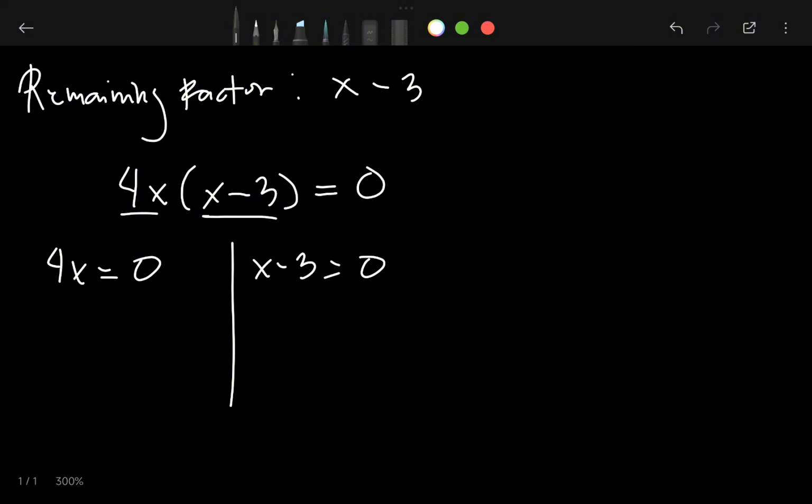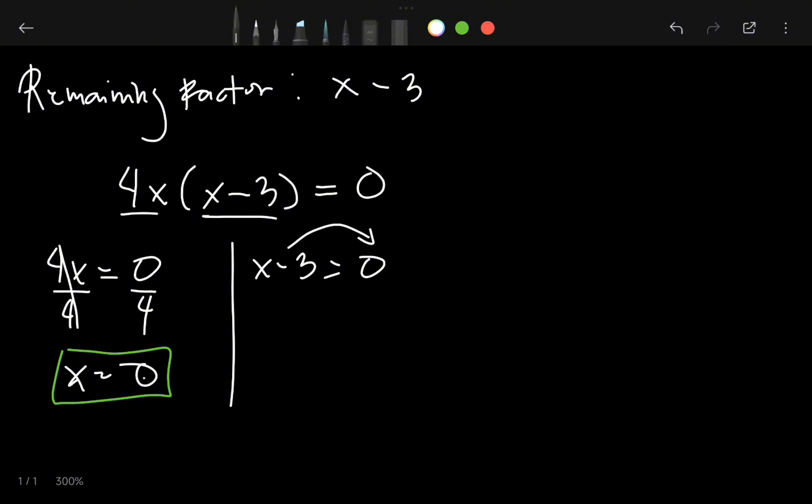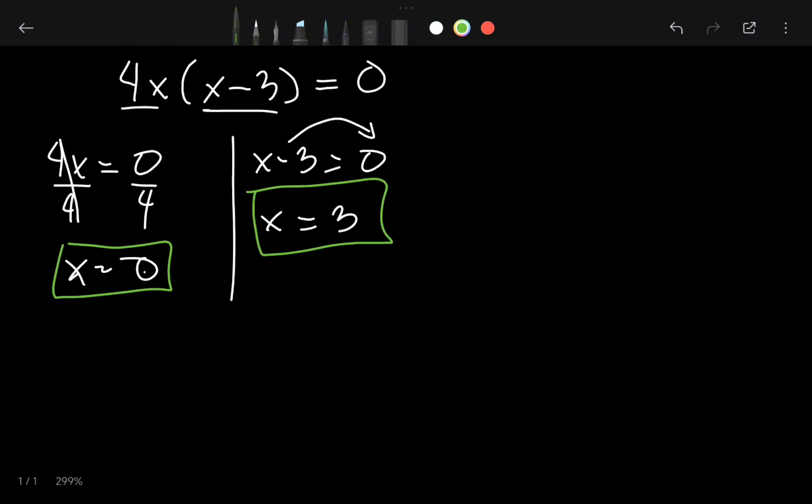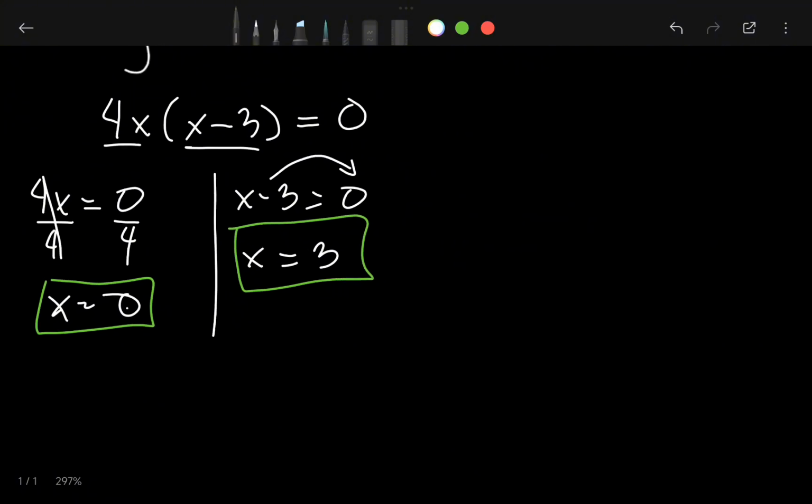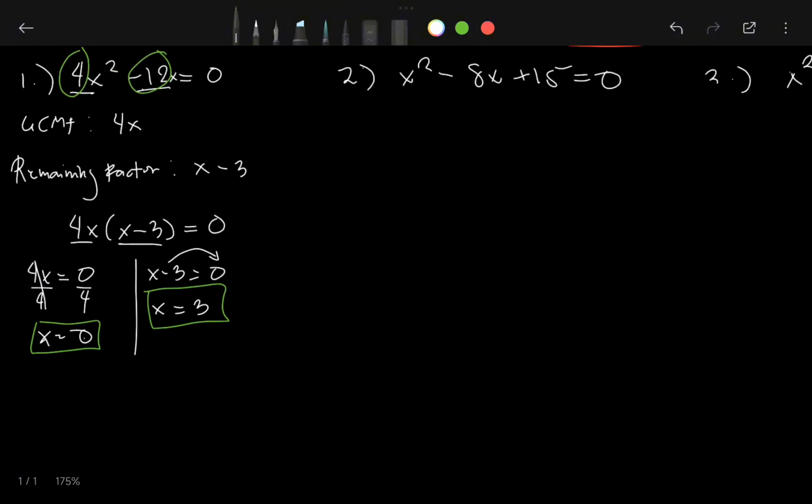And all you have to do is to solve for x by applying the addition property or the multiplication property. For the first value of x, you just need to divide both sides by 4, so you can cancel this. x is equal to 0. Now you have your first value of x. Next is to find the second value of x. You just need to transpose negative 3, so you have x is equal to positive 3. Therefore, the roots of the quadratic equation are x is equal to 0 and 3.